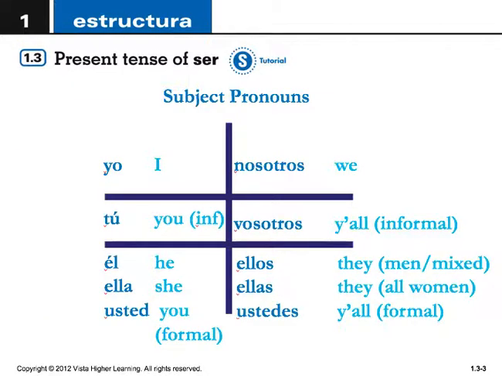I prefer to look at it this way, as it helps more. We have yo, as I said, I; tú, you informal; él, ella, usted, he, she, or you formal. Nosotros could be nosotras, we; vosotros, y'all. Generally speaking, it's an informal usage. Could also be vosotras for a group of women. Ellos, they, men or mixed. Ellas, they, all women. And ustedes, y'all, but a formal version.